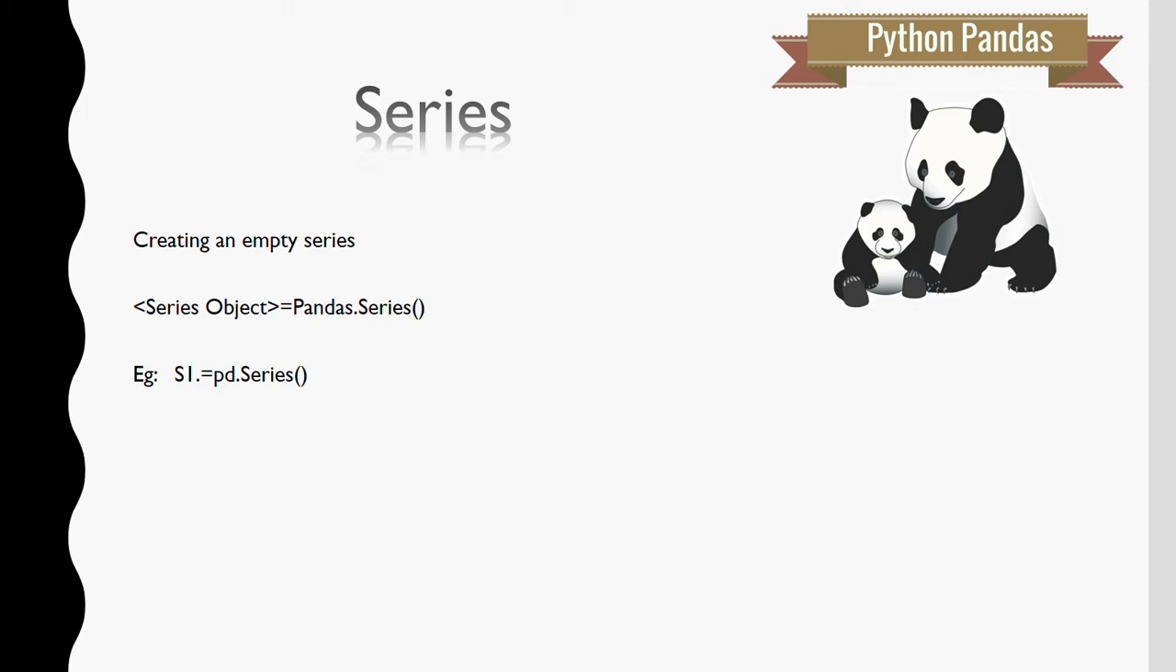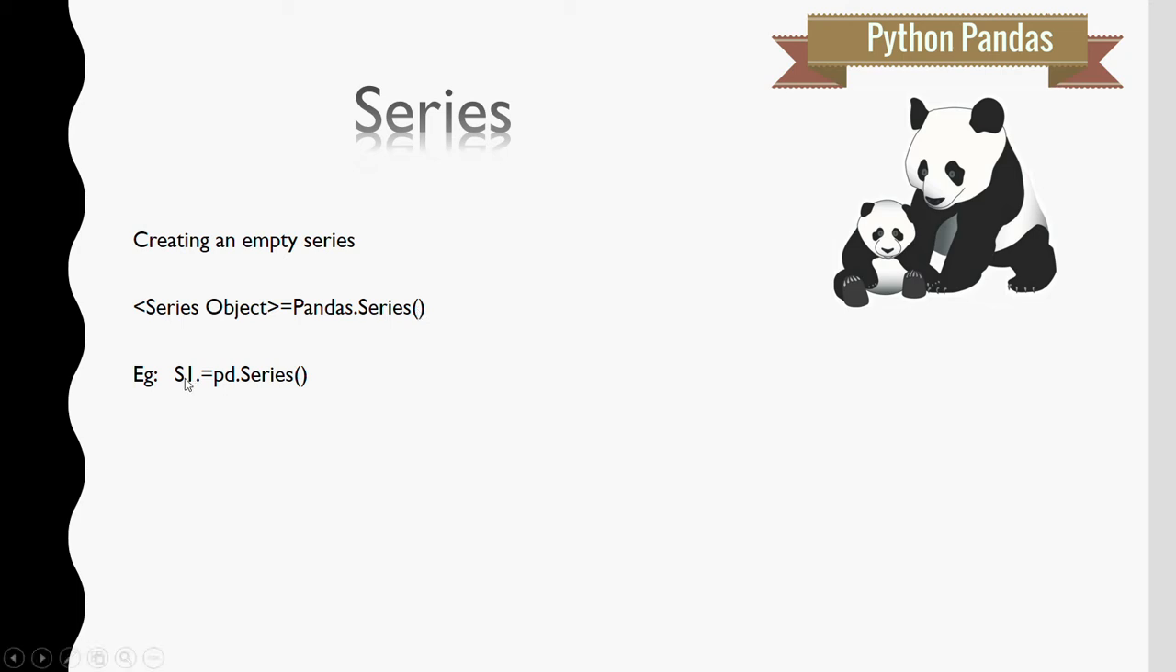First of all, we need to understand how to create an empty series. To create an empty series, we need to follow this syntax. First of all, we need to import the pandas library. Then series object is equal to pandas dot series. We need to call this function series to create an empty series. If we do not pass any value in this series, it will create an empty series. Okay, so this is the example.